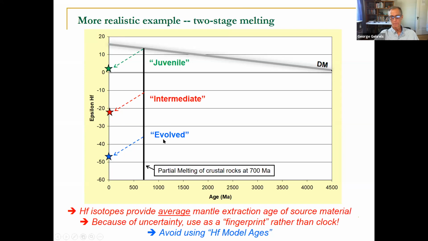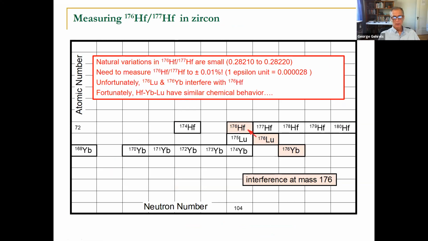So we call this evolved. And then of course, this is where most samples end up. They end up in the intermediate realm where we can't really distinguish between juvenile and evolved. So hafnium isotope values, when you measure them, provide just the average mantle extraction information, and we can use that as a useful fingerprint. So that's kind of how the system works.